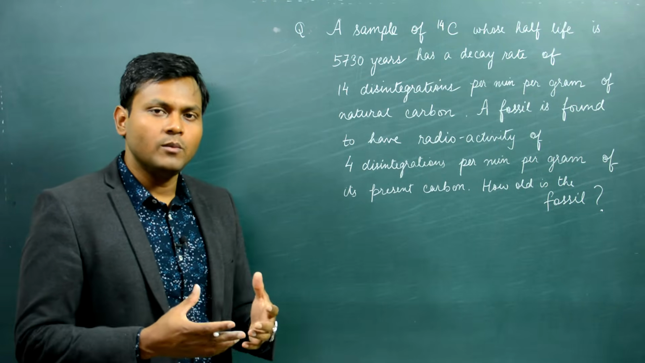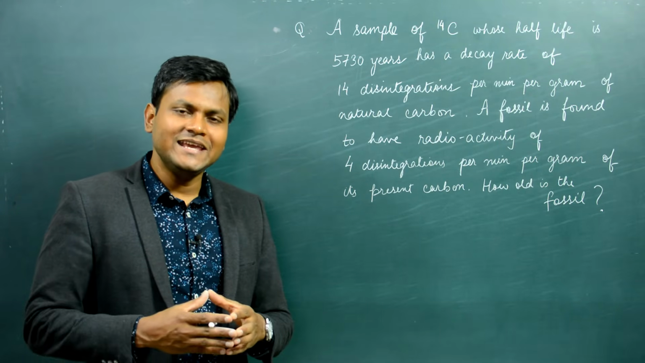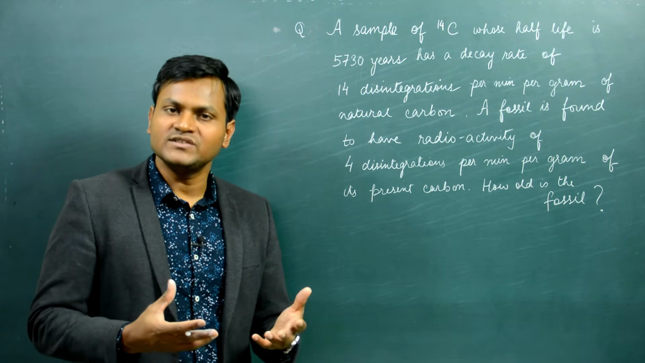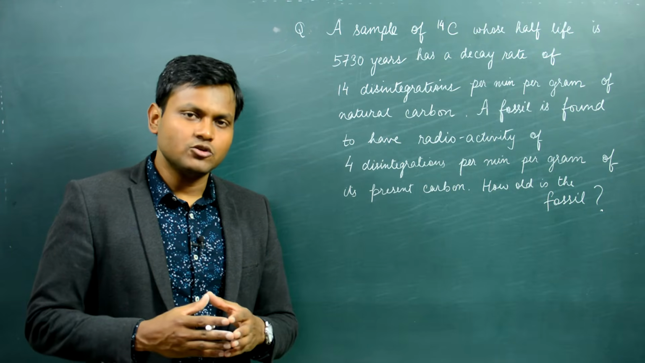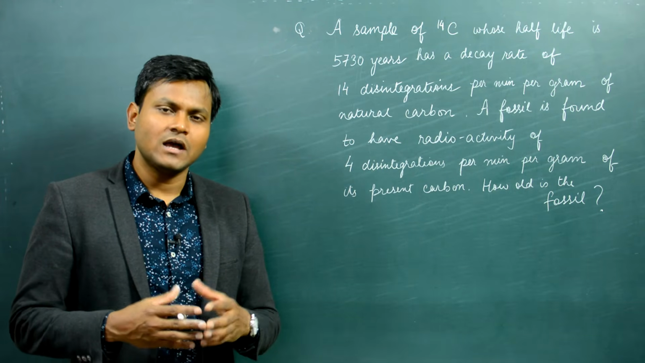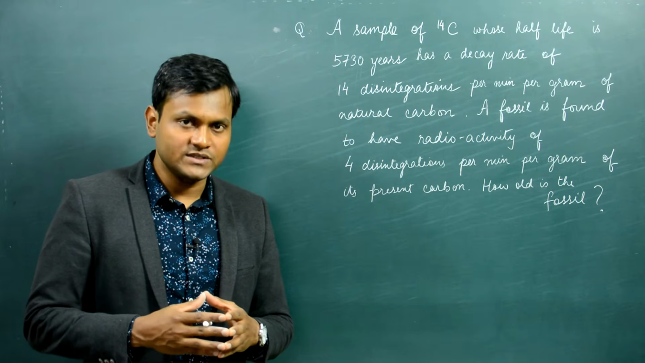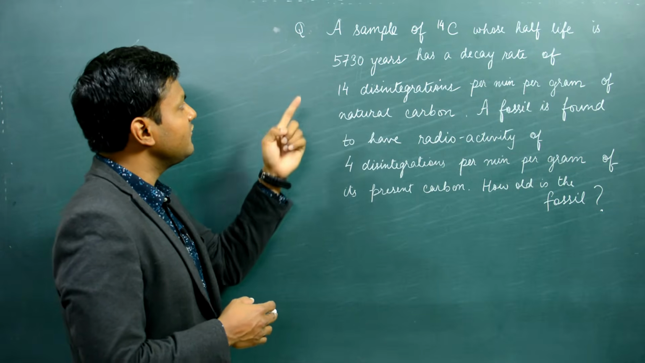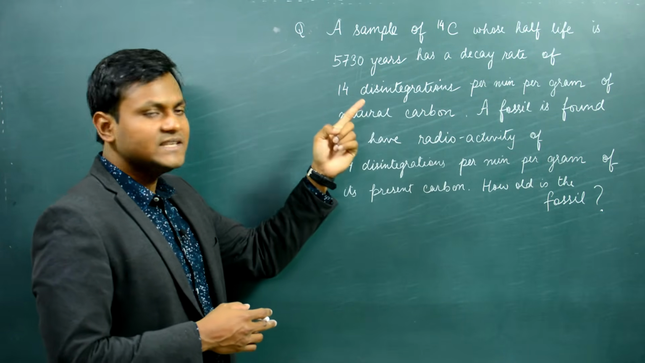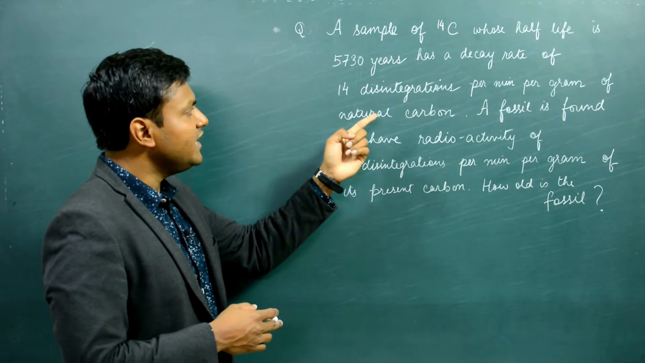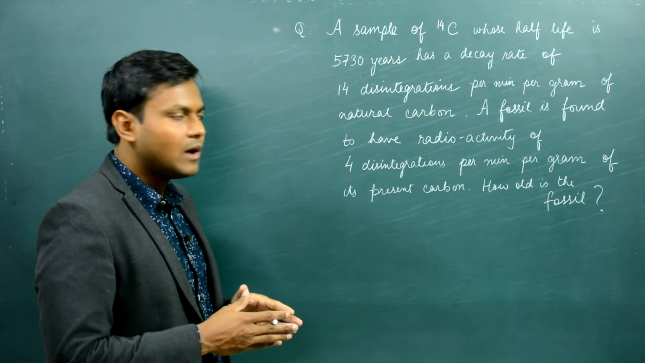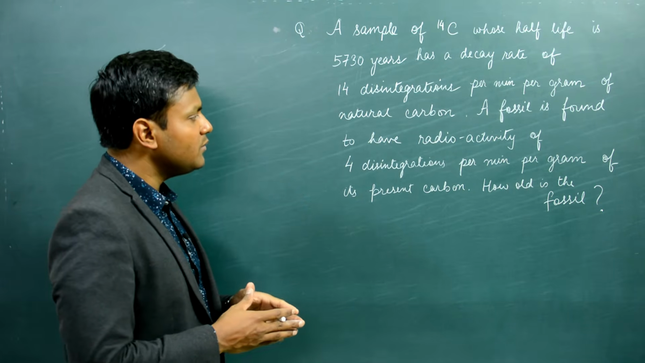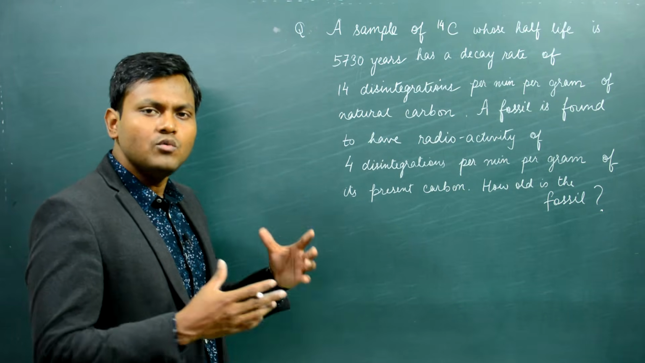So here we have a problem of radioactive carbon dating. Carbon dating is a method which is used to calculate the lifespan of fossils. It is quite an interesting topic, and you can get problems on it because carbon dating is an application of the radioactive decay laws. So let's look at the problem. A sample of carbon-14 whose half-life is 5,730 years has a decay rate of 14 disintegrations per minute per gram of natural carbon. A fossil is found to have a radioactivity of 4 disintegrations per minute per gram of its present carbon. How old is the fossil?